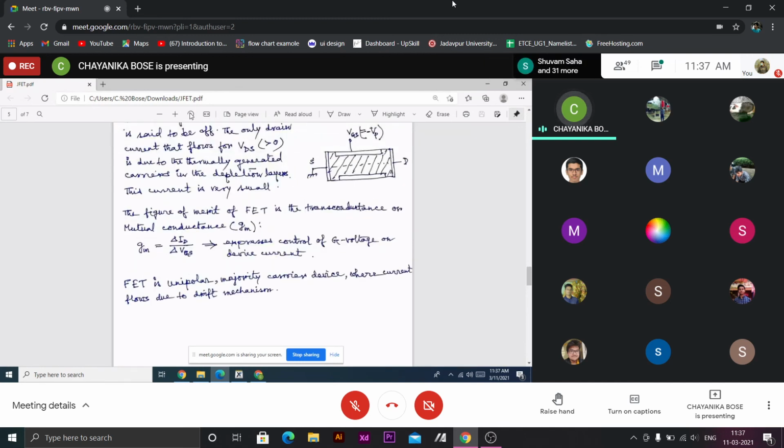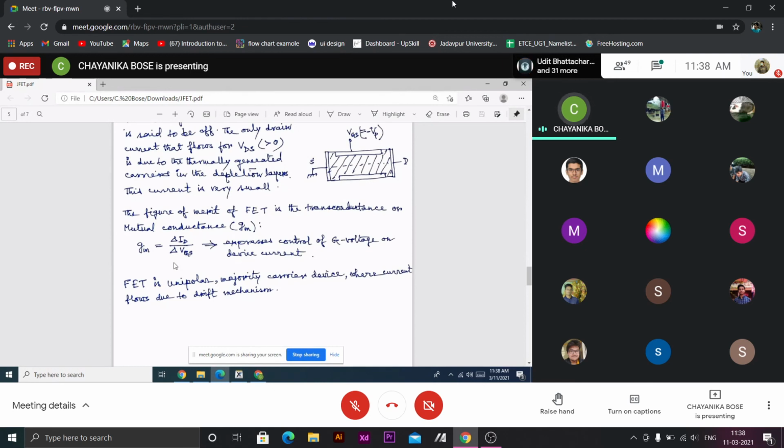And the figure of merit of this FET is the transconductance or mutual conductance. That is very important. GM. It is the change in drain current, the output current, due to a change in the voltage applied at the third terminal. For any device, there is a change in current due to a change in drain voltage. Change in drain current due to change in drain voltage. Output current, output voltage dependence. That is very obvious.